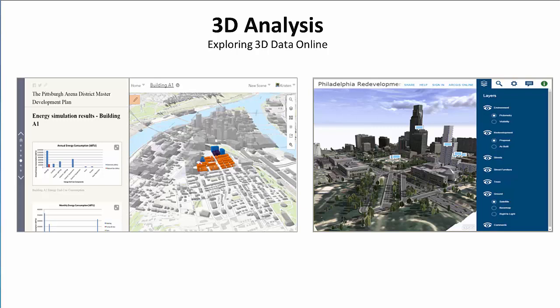The image on the right is an example of a web scene. This is something else you could create from CityEngine or ArcGIS Pro. In this case, you can look at different development scenarios, turn layers on and off, and also ask for public input about the different information that you see in your web scene. So both of these are very interesting interactive ways to share your 3D data.